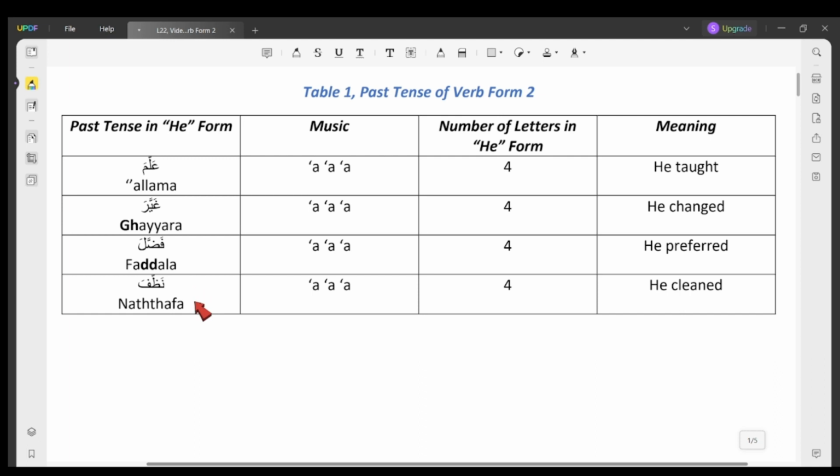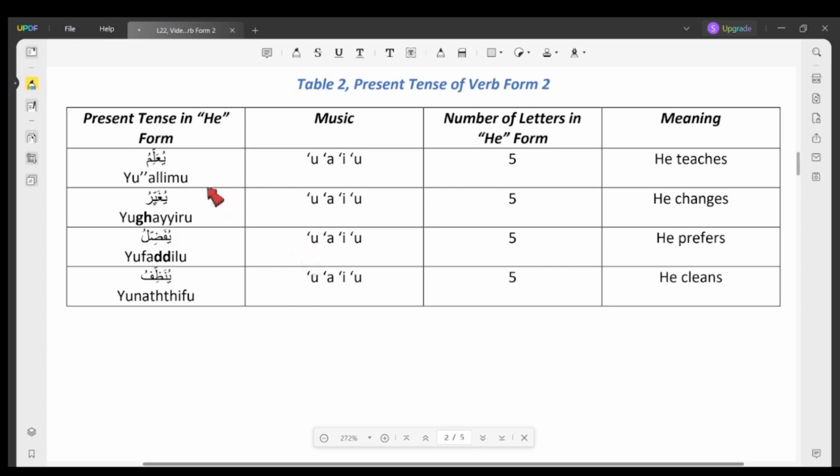Now if we look at the verbs in table 1, what we see is that they all have one thing in common, which is that in all these verbs the second letter is a double letter, or it has shadda on top of it. So that's a good tip when we are trying to learn the past tense of verb form 2. Now let's move on to the second table to learn the present tense of verb form 2.